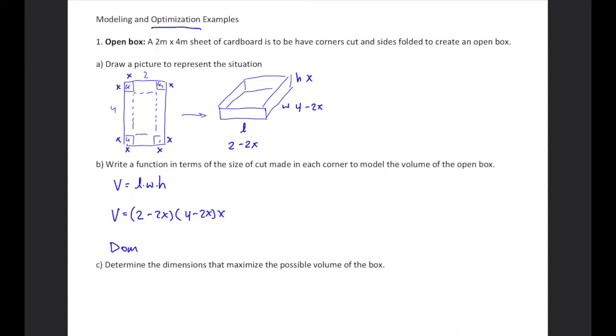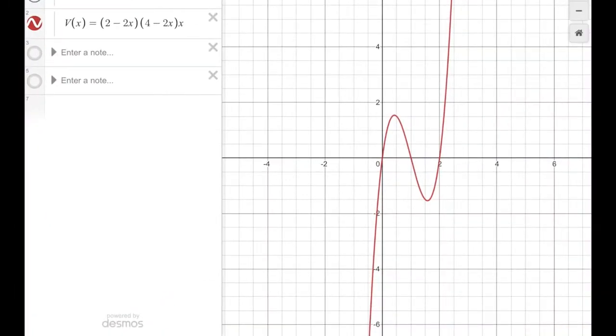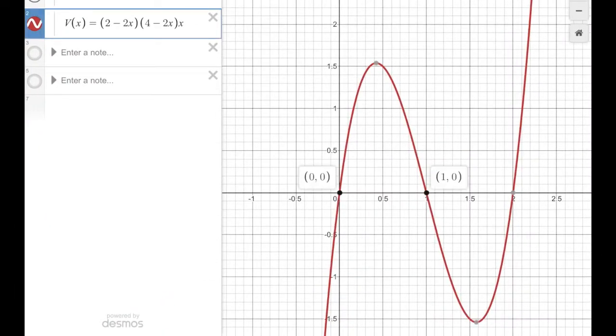Our domain is the size of the x that we can cut out. So what's the largest value of x that we can cut out? Well, if we cut out 1 meter from each side, we'd cut the box in half. So the maximum value we can have is 1 meter. The minimum value that we can cut is 0. So a reasonable domain is anything between 0 and 1. Going back to my graph, I might look for anything in between 0 and 1. We can see that if we cut 0 meters, we'd have a volume of 0. If we cut 1 meter, we would have a volume of 0.